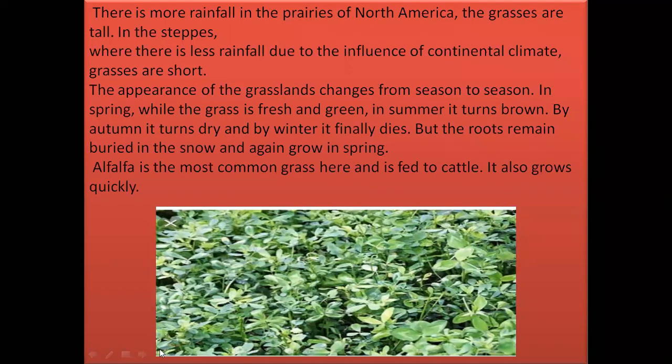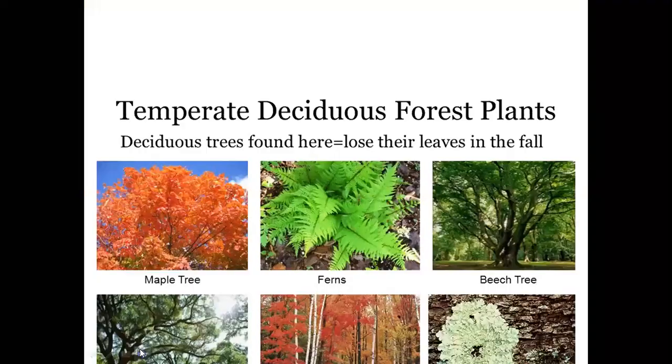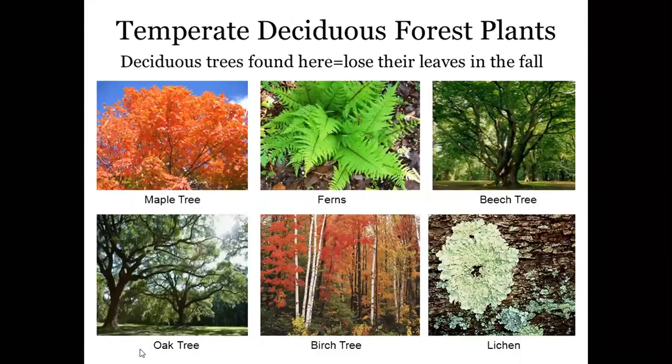So next we have to move on to the next slide. That is temperate deciduous forest plants. Which plants can we see here? That is maple tree, beech tree, oak tree, birch tree and lichen. These are the trees we can see in the deciduous or temperate forest.